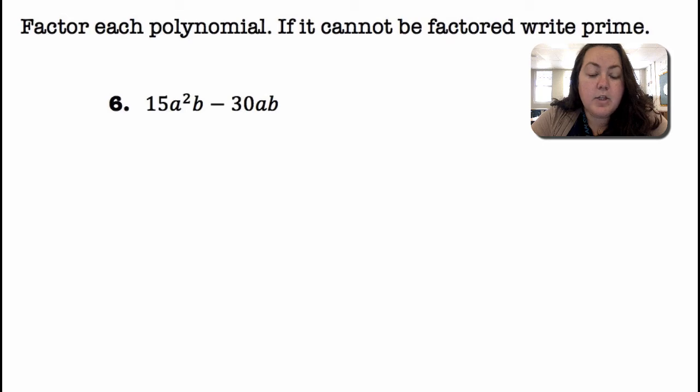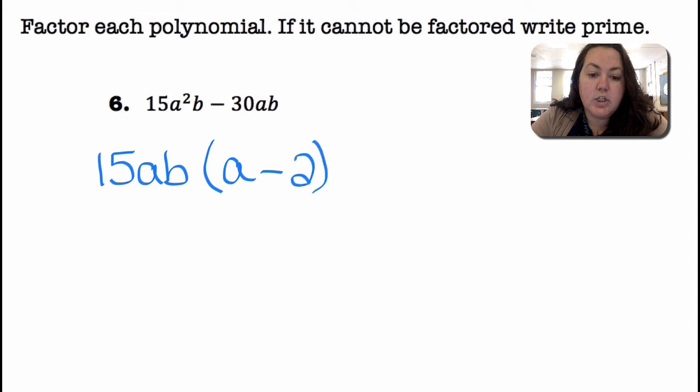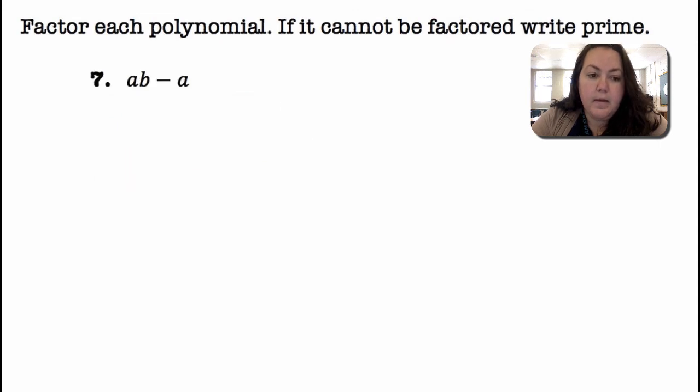15a squared b minus 30ab. Well, they both have an a and a b. And 15 goes into 15 and also into 30. So I can pull out a 15ab. That would leave me with just an a minus just a 2. Next, ab minus a. They both have an a I can pull out. That would leave me with b minus 1. A divided by a is 1.